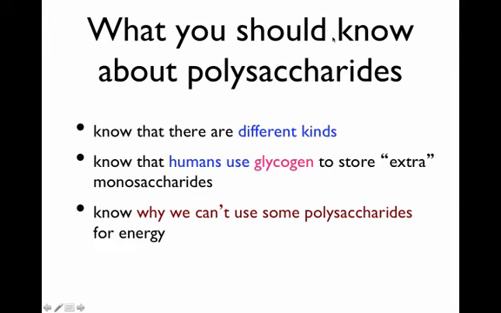So that is it for polysaccharides. What I would like you to know is that there are different kinds. I want you to know that they can be either long chains or chains with branches. I want you to know that humans use glycogen basically as long-term energy storage. And I want you to know why we can use some polysaccharides and cannot use other polysaccharides for energy. It's basically that some polysaccharides are made with certain attachments that the molecules in our body cannot recognize and cannot break to release the monosaccharides. So that is it for polysaccharides, and that's it for this chapter and this unit.